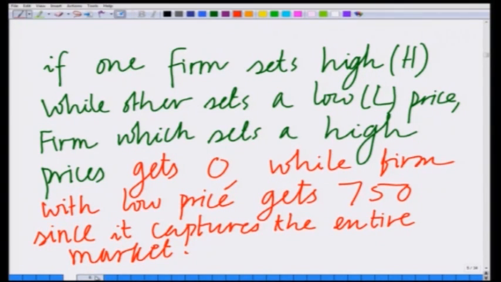So, that is what we are saying. We are trying to model a simple marketplace, a competition between two shops or two retail stores or two chain stores which are trying to sell the same good, and they have two actions to choose from: either they can set a high price or they can set a low price. If they both set a high price, they get higher profits of 500 each. If they both set a low price, both get a lower profit of 250 each. But if one sets a high price and the other sets a low price, the one which sets a low price captures the entire market.